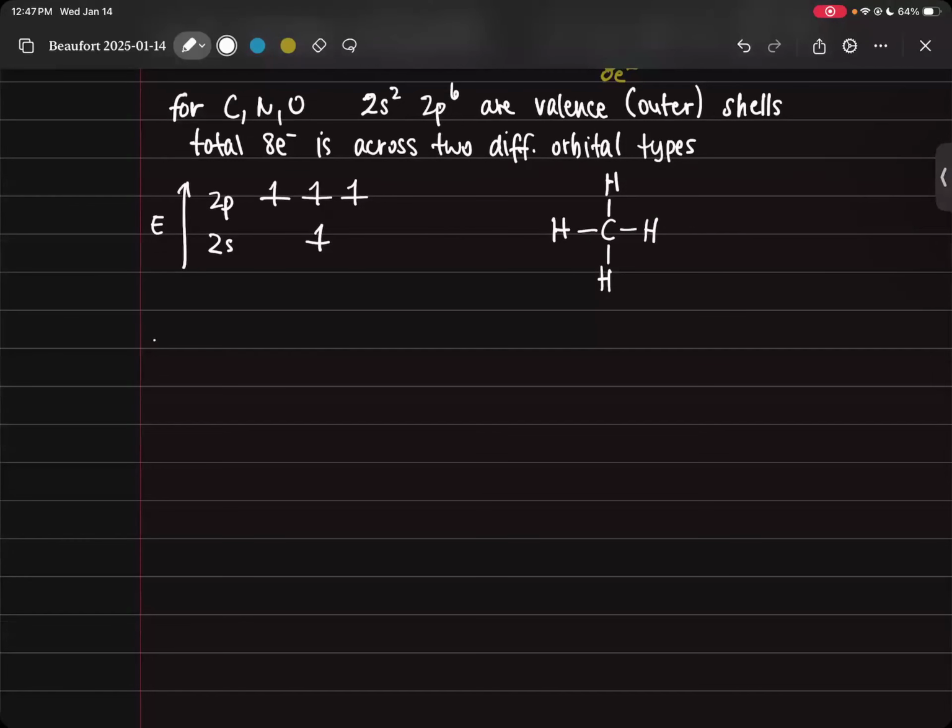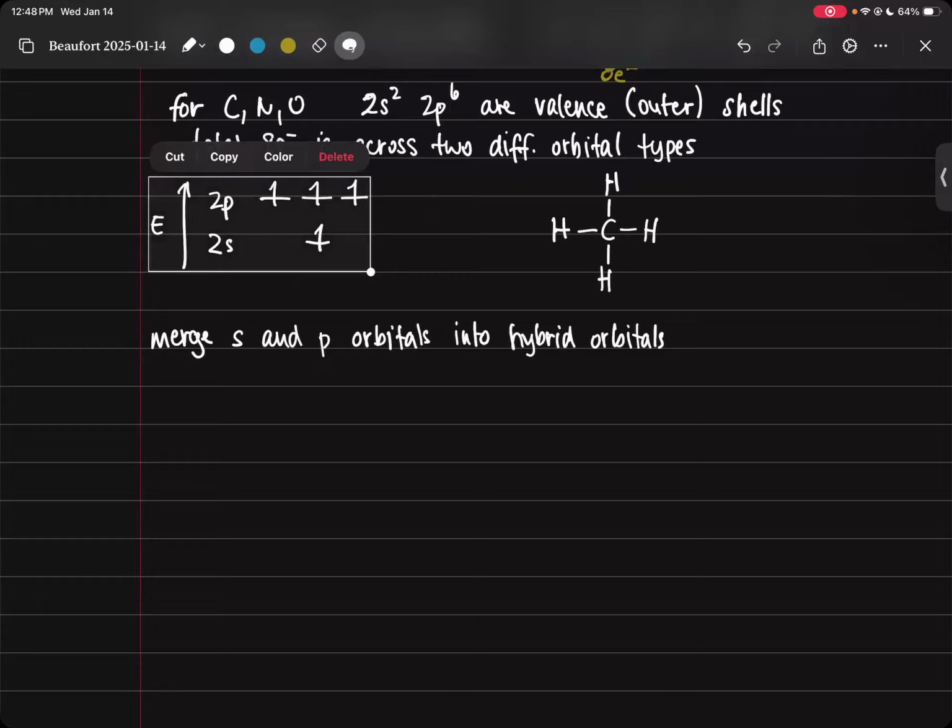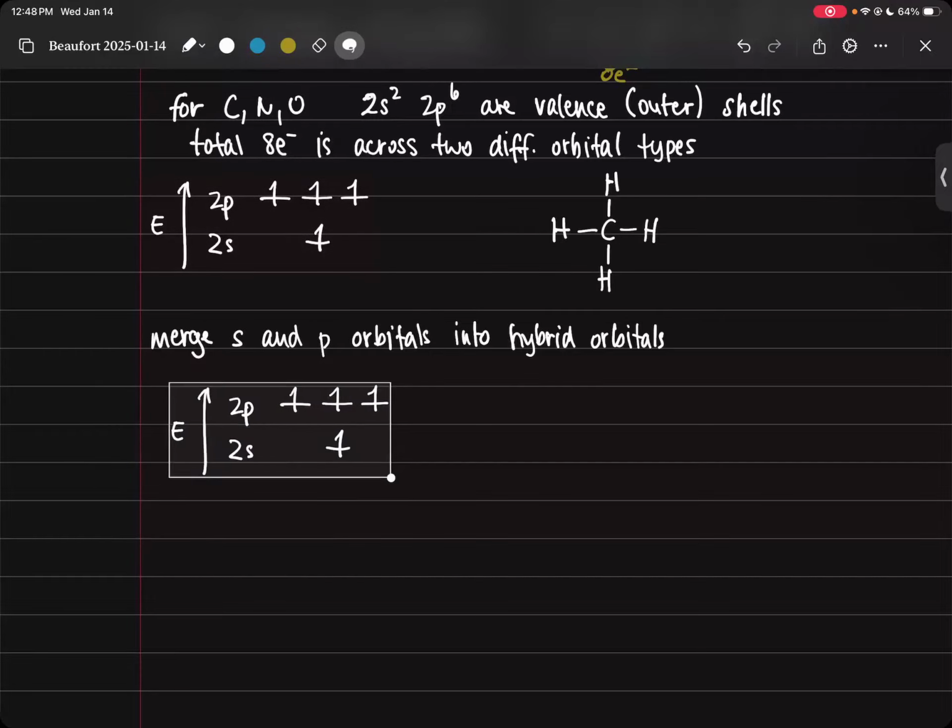So what we've got to do to solve this, and of course everything in chemistry is just representations or mnemonics for what's actually happening, is merge the s and p orbitals and make hybrid orbitals.